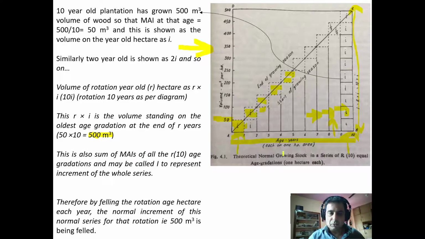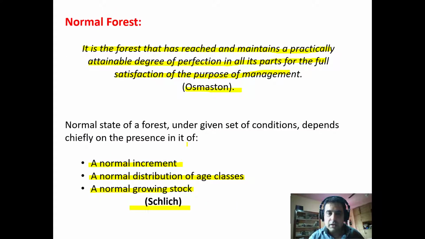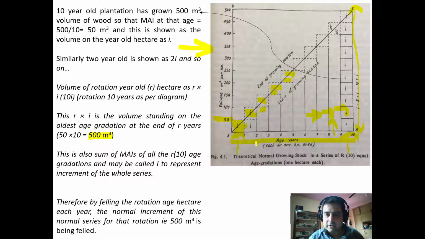So what are the three properties? First, normal increment. It has a normal increment because we are going to get this 500 every year without endangering the future yield. Number two, it has normal distribution of age classes. As you can see, it has all the age classes, no age class missing, age 1, 2, 3, 4, 5 up to 10. And number three, it has a normal growing stock, because the growing stock is giving you normal increment without any compromise, without losing its volume or without enhancing its volume. So this is how we understand normal growing stock.